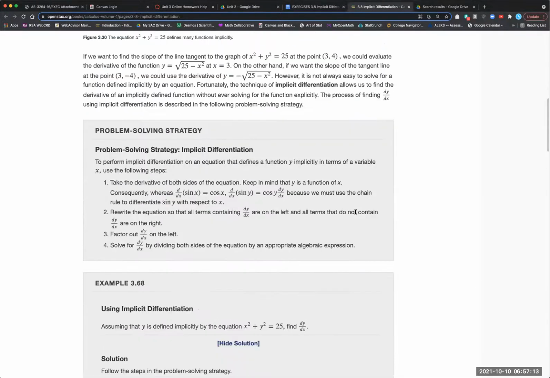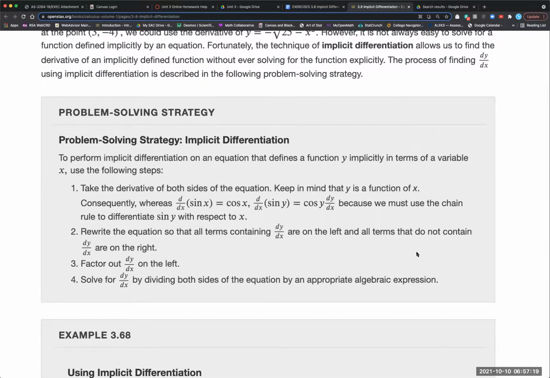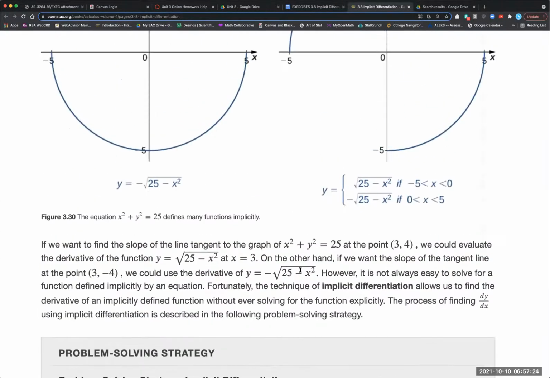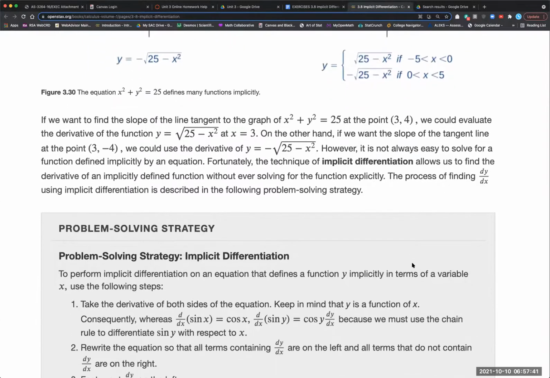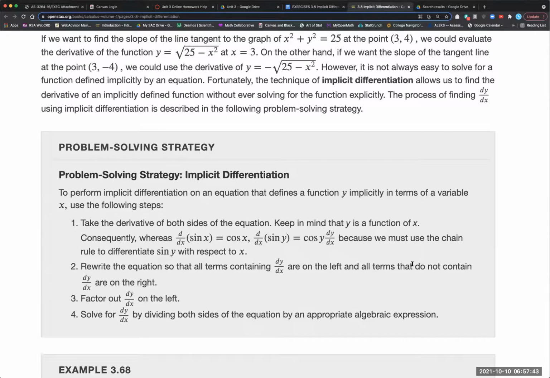So there's a strategy our textbook uses to describe, and I'll go over that again, just in case my internet went out a little bit. We have this technique of implicit differentiation, which allows us to find the derivative of an implicitly defined function without ever having to solve for the function explicitly. So you don't have to solve for y equals. We can still find the derivative of the function.